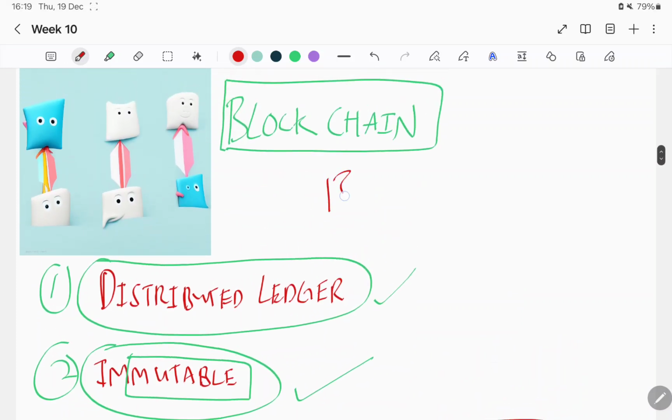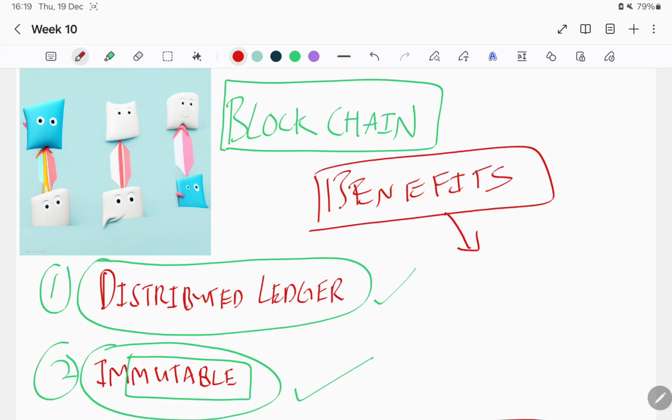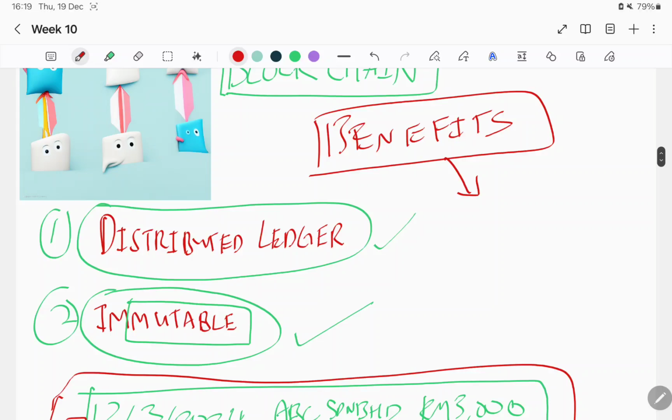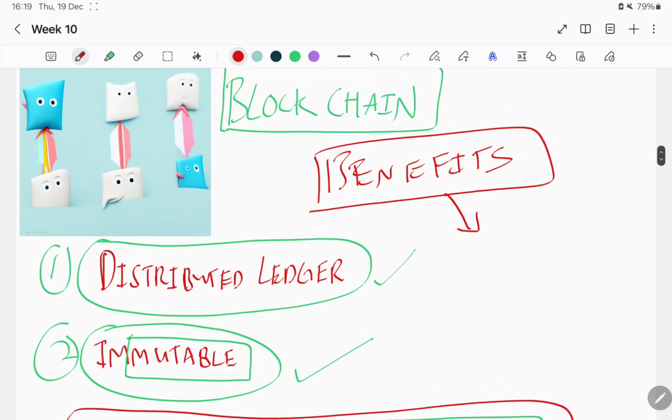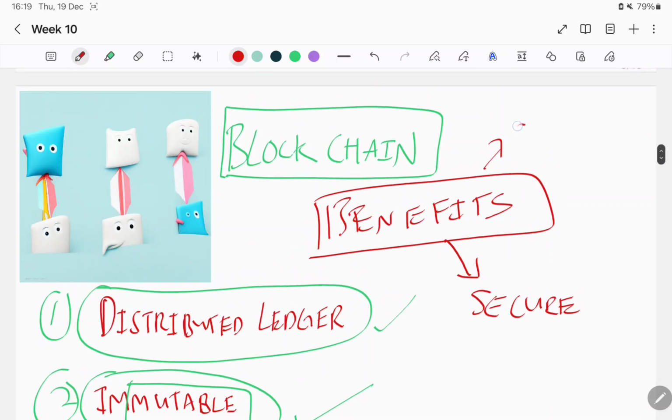Of course, the benefits over here: secure, safer. These are basically the benefits. That's pretty much the idea of emerging technology.